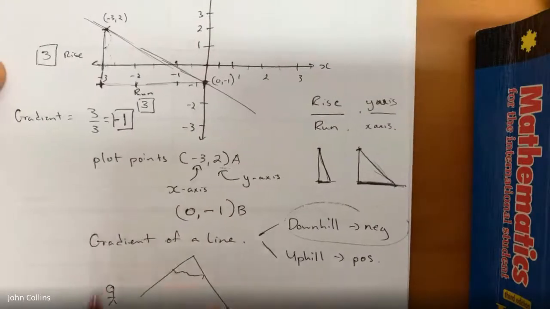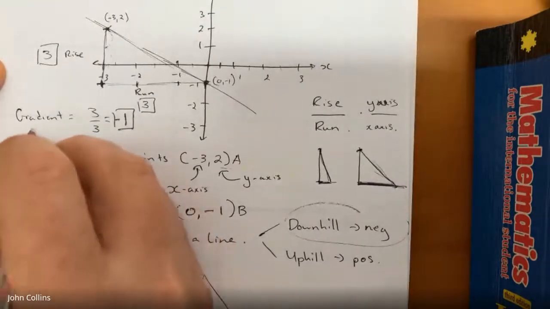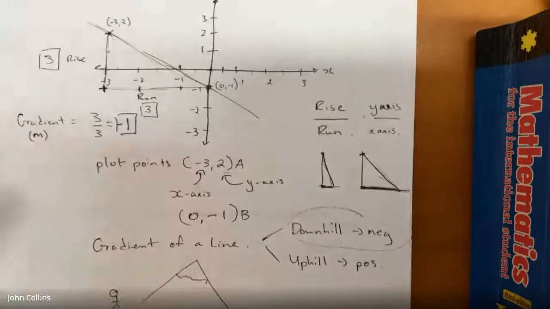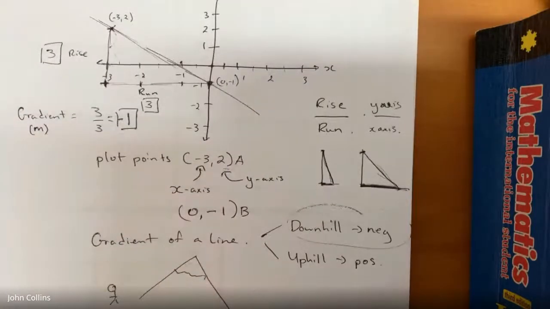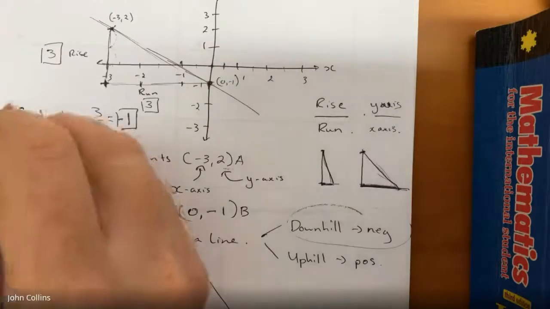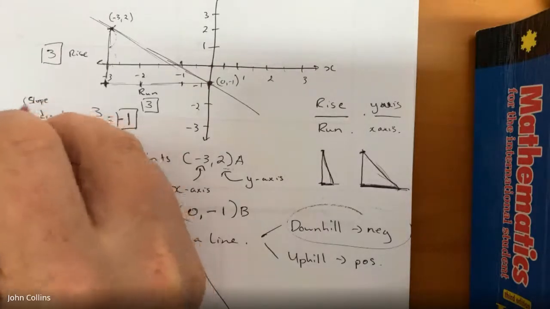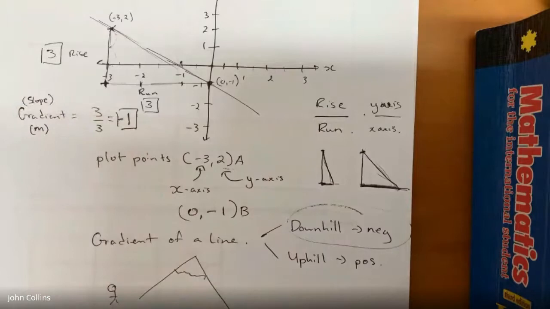The symbol for slope is m. M is the mathematical letter used to signify the slope of a line, or the gradient of a line. So remember, slope and gradient are the same thing. Gradient is used more often. Okay.